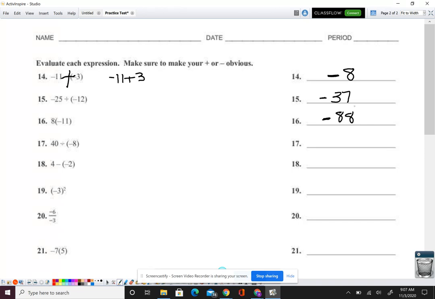17, we have division. 40 divided by negative 8. One negative sign, so our answer is going to be negative. 40 divided by 8 is 5. 18, once again, I would show my work by putting the plus sign down. 4 plus 2 is 6.